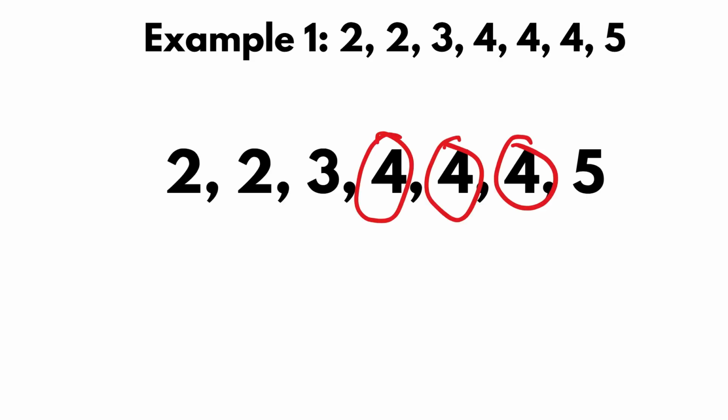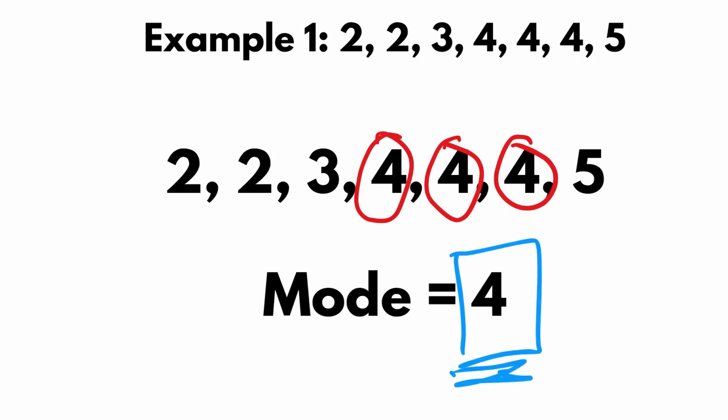Let's look at example 1. We were given the numbers 2, 2, 3, 4, 4, 4, 5. Now, if you pay close attention, we have 2 repeating itself twice, 3 repeating itself once, 4 repeating itself 3 times, and 5 repeating itself 1 time. So the number that's repeating most often is the number 4. Therefore, the mode will be 4.